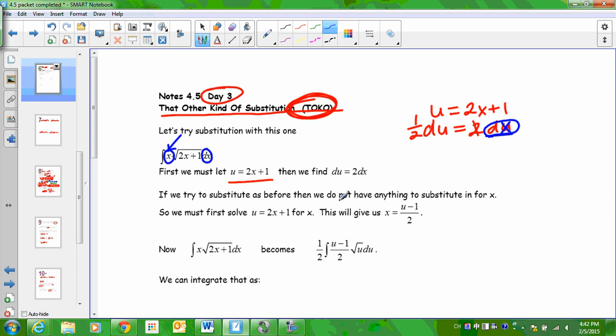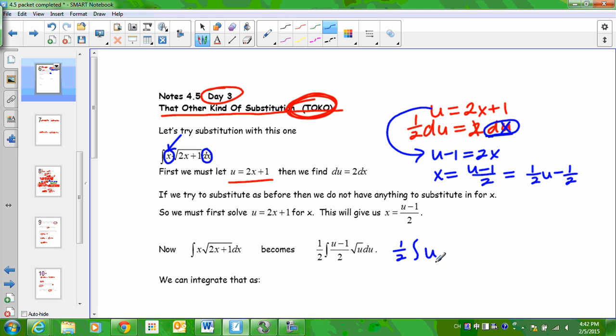What we have to do is take our initial u equals and solve for x. And so u minus 1 would equal just 2x. So x would equal u minus 1 over 2, or you may find it a little bit easier to write it as 1/2 u minus 1/2. Okay, and so we can see what this becomes down here. I think it's a lot easier if you write the u first and think about what would the power be on u? 1/2, the square root. And then this part second, because what we're going to need to do is distribute here in a minute.